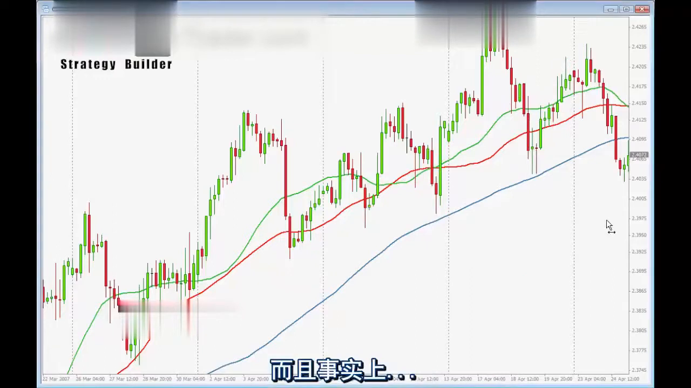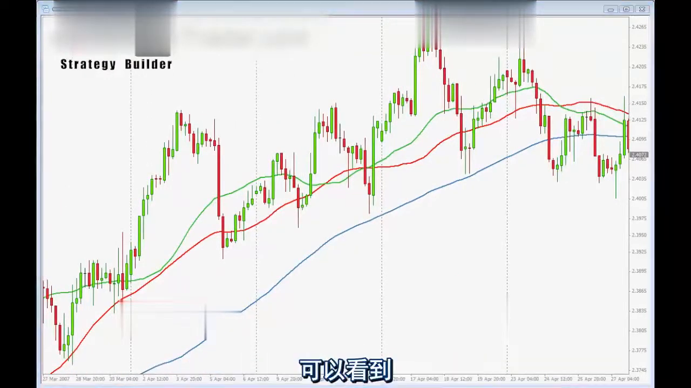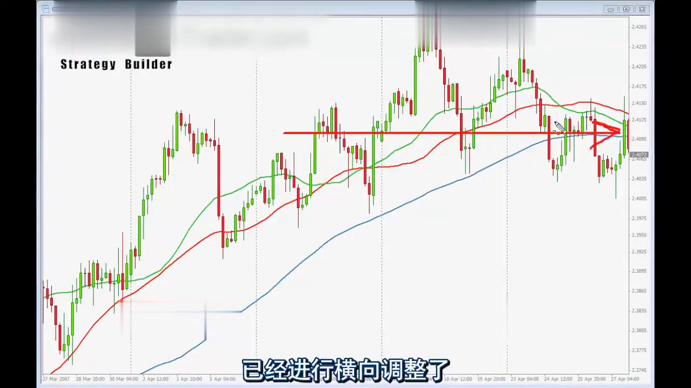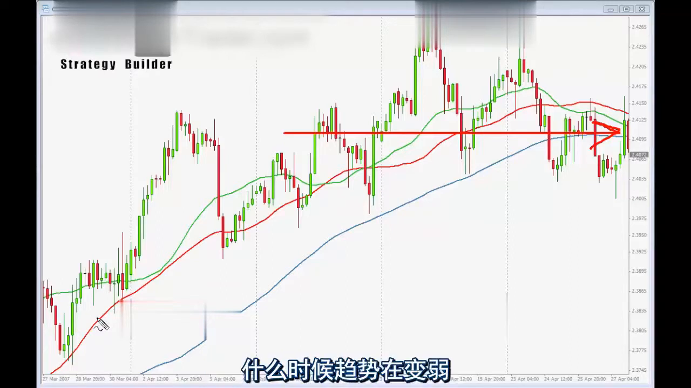In fact, if I keep scrolling to the right side, you can clearly see that we are no longer in an uptrend. We are now ranging sideways. The 50 simple moving average had warned me in advance. The 50 simple moving average is my friend. It tells me when to stop messing around, and when to stop considering any possible entry, because the trend is losing strength.